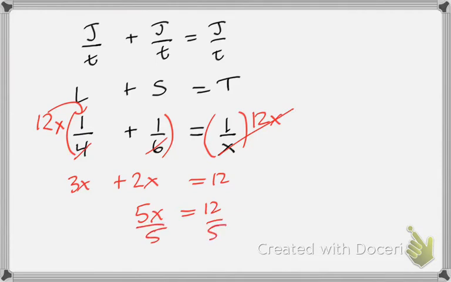Divide by 5. And this you need to change to a mixed number. So it goes 2 times. We have a remainder of 2 over 5, and we're talking hours. So together time, it takes 2 2/5 hours. Now, our last problem. Can we write 2 hours and 24 minutes? That's fine. You can convert it to minutes. You can convert it to decimals.